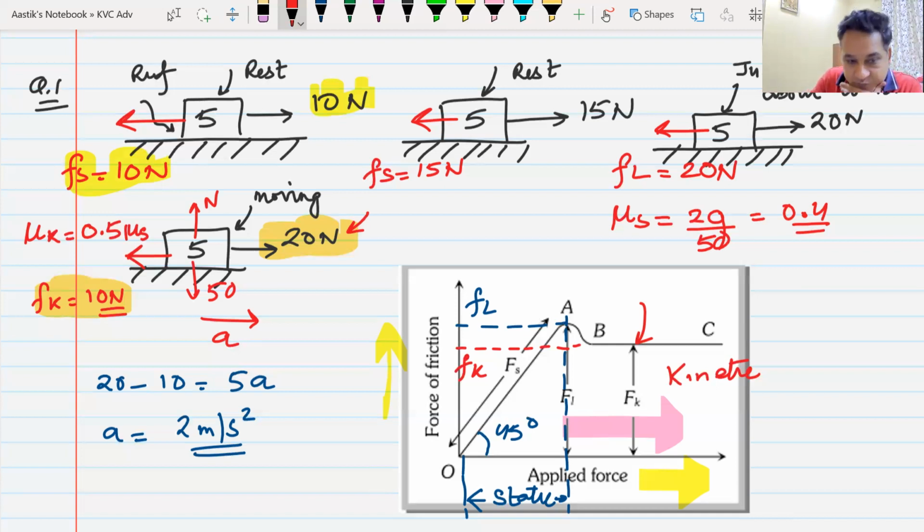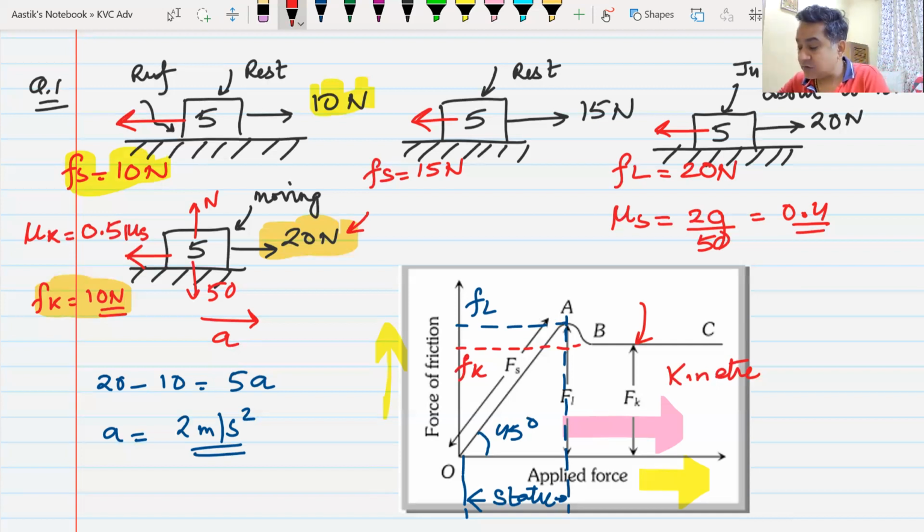Do we understand this? Yes, sir. Static friction. The maximum value of static friction is fixed. The minimum value can be 0. So remember, whenever there is a motion, to start the motion, we must go till limiting friction. Yes or no? Yes, sir.